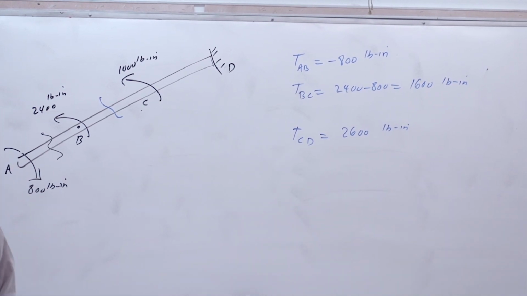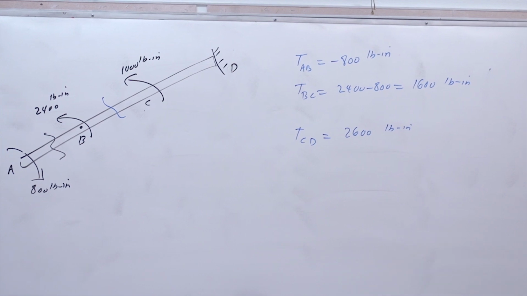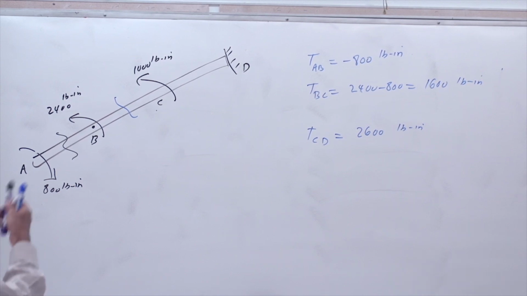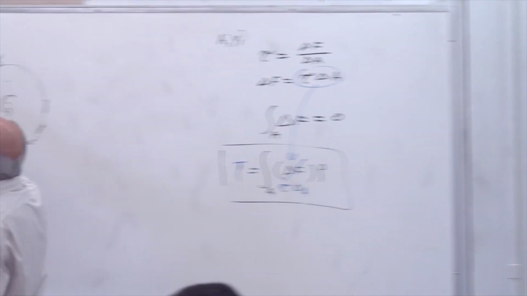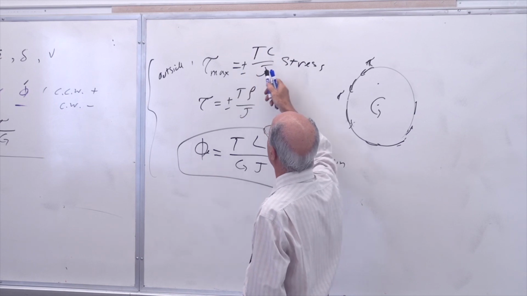Now, let's think about it rather than work on it. This is very simple. If the shaft is all the same size from the beginning to the end, which part do you think gets maximum stress? CD. Is that correct or not? Because for CD, tau equals what? Tau max, or this one, doesn't matter. We go with tau max. You got Tc over J. T is different. J is the same.